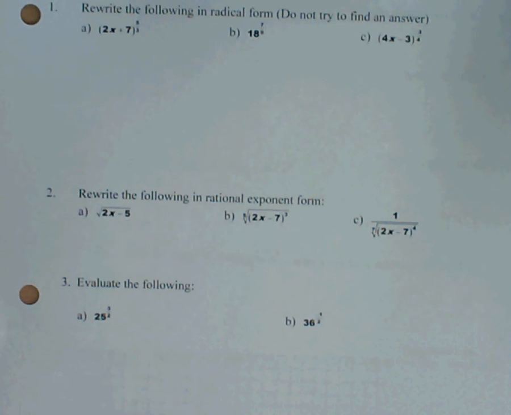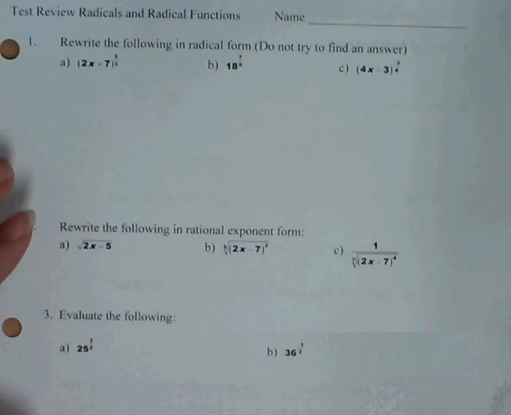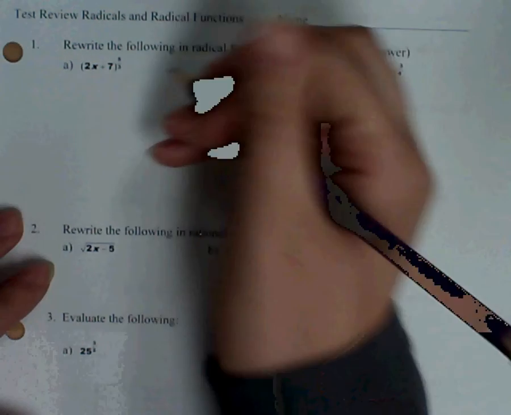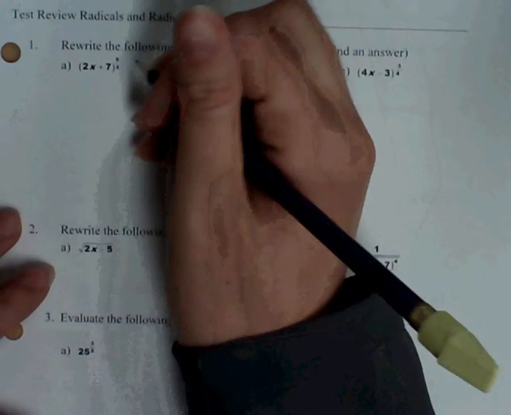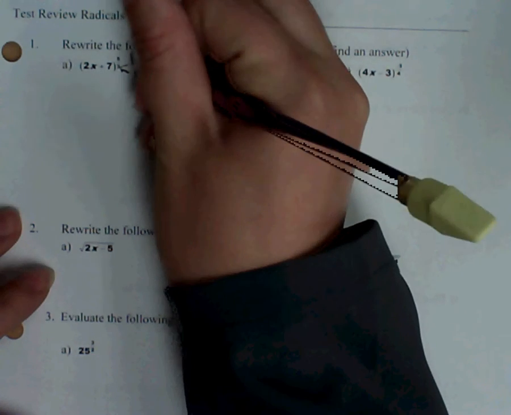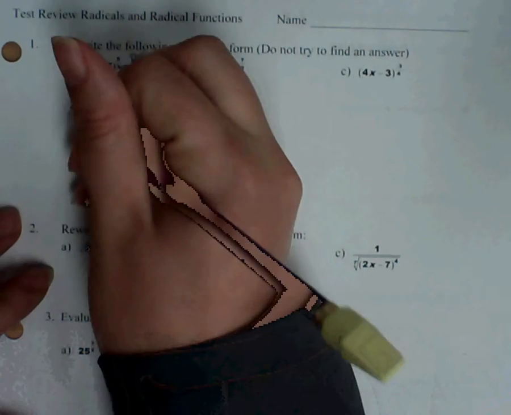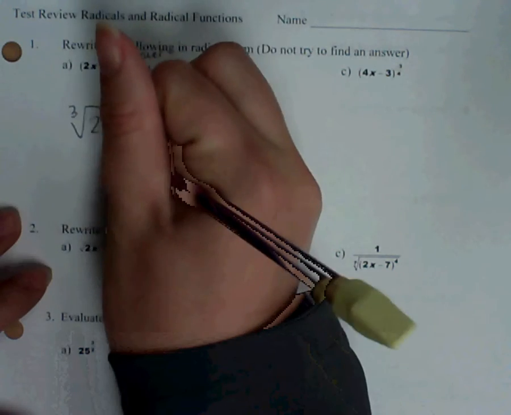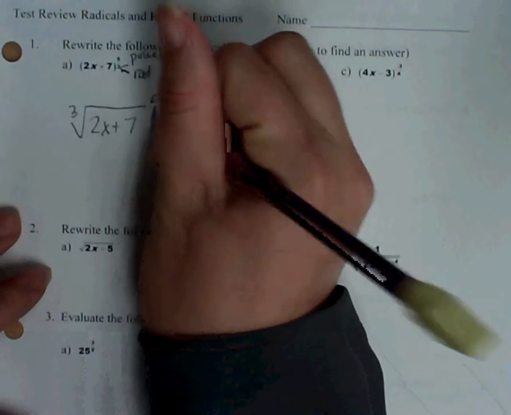This is your review for your radicals and radical functions test with rational exponents. Number one asks us to rewrite the following in radical form. Okay, we don't have to try to find the answer, just rewrite it. So the 5 over 3. So remember, our bottom number is our root and the top number is our power. So this is going to be the cubed root of 2x plus 7 to the 5th power.